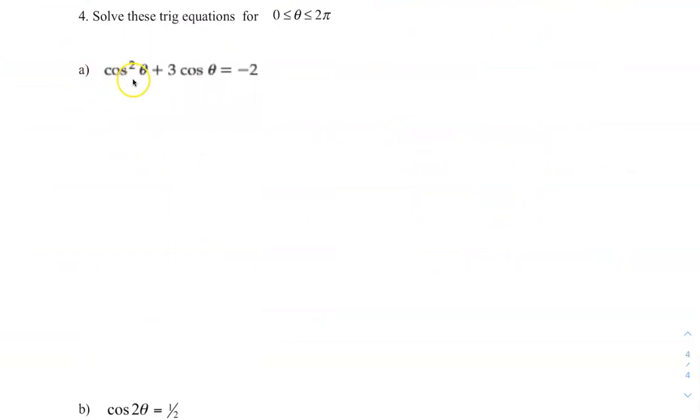So right here, cosine squared theta plus 3 cosine theta equals negative 2. So same way, let's add the 2 over. So I'm going to get cosine squared theta plus 3 cosine theta plus 2. And like I always say, I think it's helpful if you just ignore the cosines. Pretend it's an x. So all I gotta do here is factor.